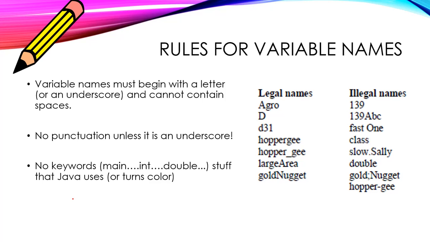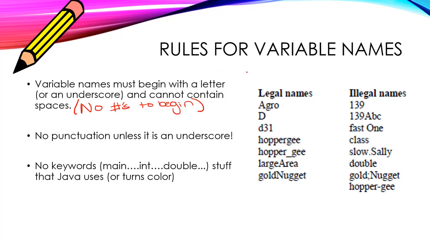Now, there are some rules for variable names. A variable name must begin with a letter or an underscore, and it cannot contain any spaces. Now, what does that mean? No numbers to begin. So I can't start a variable with a number. And it's really kind of annoying. Sometimes I find myself wanting to do that, and then I get an error and I'm like, I forgot that's not available. So keep that in mind. No punctuation unless it's an underscore, and no keywords. So I can't use the words main, int, double, stuff that Java is going to turn blue.